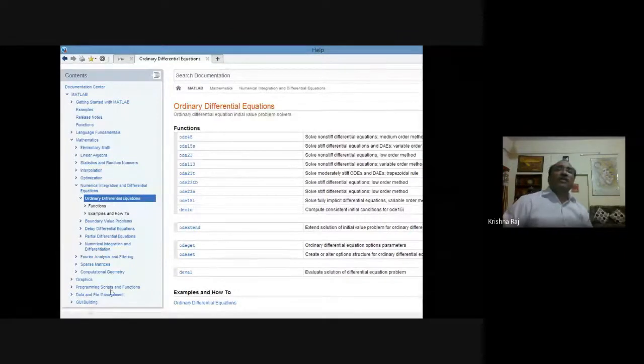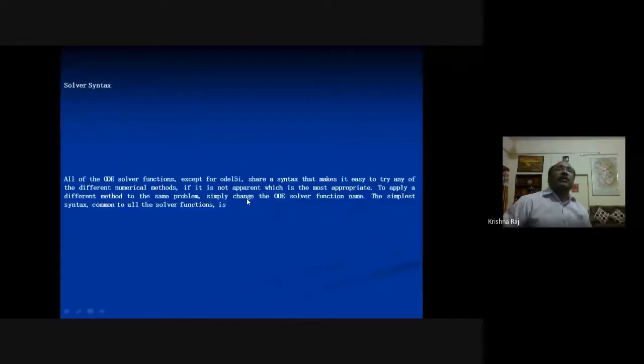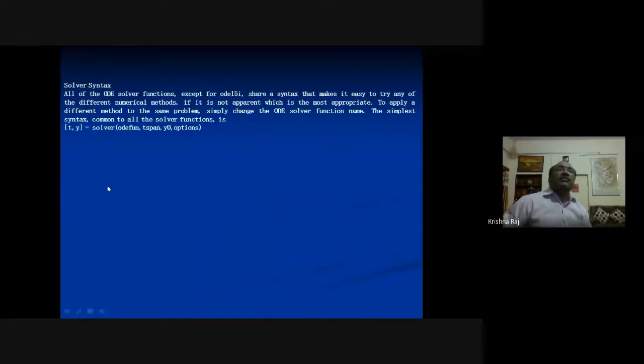Now, as we have discussed, there are different types of solvers for ordinary differential equations, and we can select any one solver. The syntax of the solver is like this: it returns two vectors, t and y, and the syntax is solver, ordinary differential equation function, t span of the time, initial condition y0, then options.